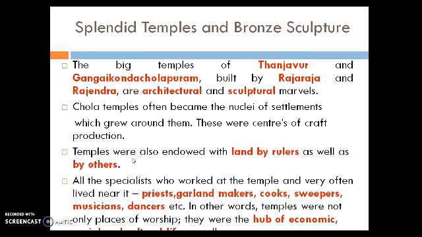The temple got land from the rulers as well as from other people. A lot of temple workers like priests, garland makers, cooks, sweepers, musicians and dancers all lived near the temple. You can say that the temple is not only a place of worship, it is a center for economic, social and cultural life.